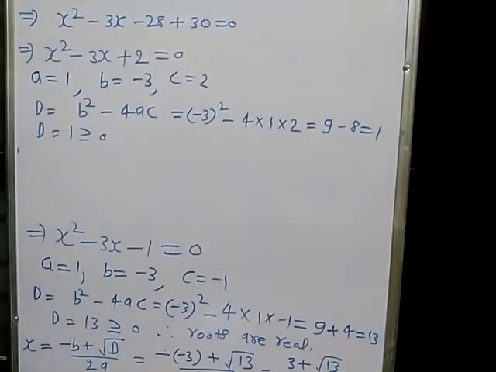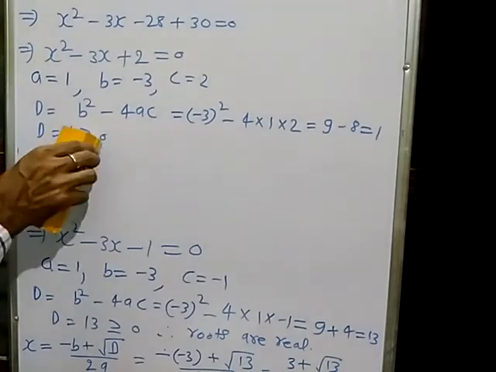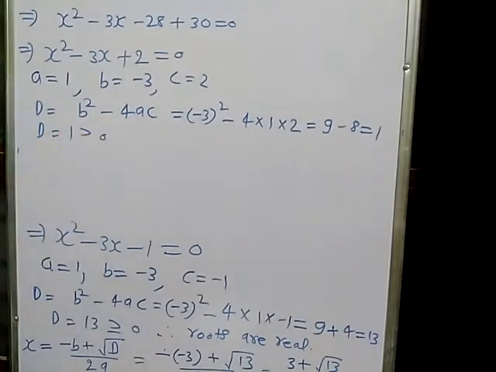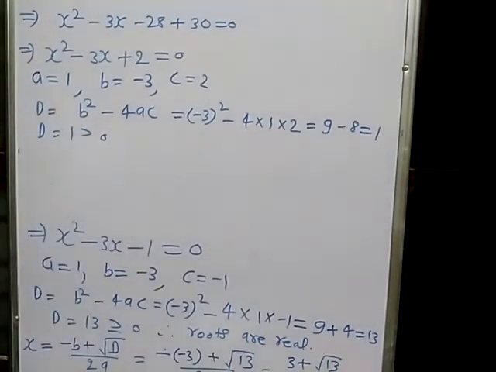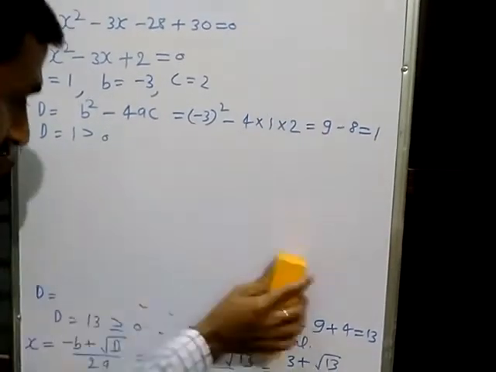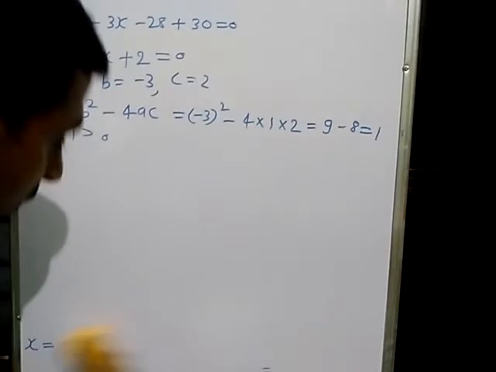It is greater than 0 but not equal to 0. So we got it is strictly greater than 0. Therefore, which type of roots? You can understand roots are real but unequal. Roots are real but not equal. So what are the roots? We can write these roots.